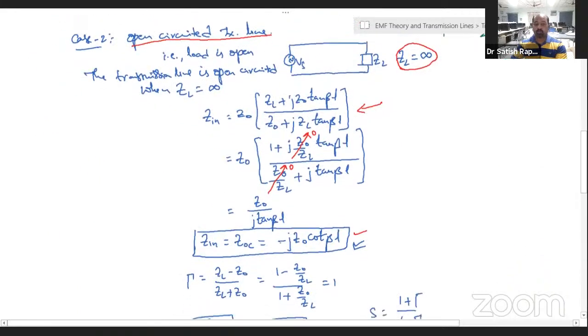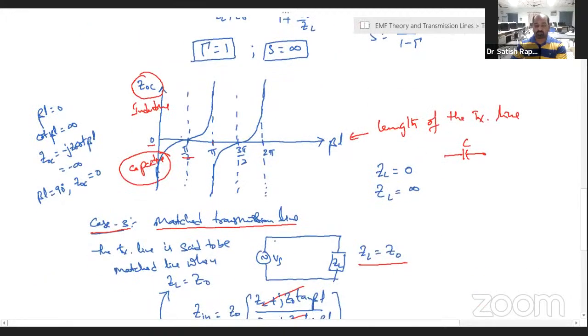Similarly, for an open circuited transmission line, in between 0 and pi by 2, the input impedance is capacitive, and in between pi by 2 and pi, the input impedance is inductive. So you just keep these points in mind.